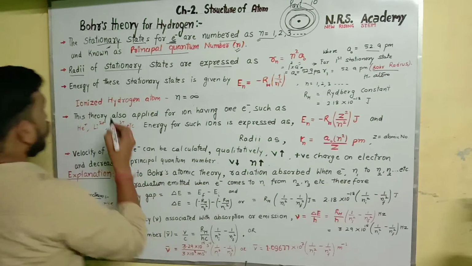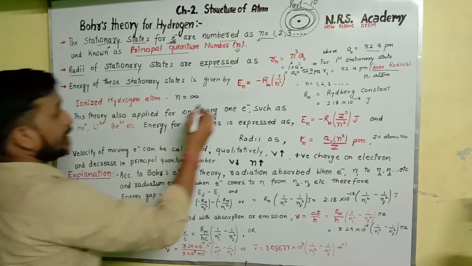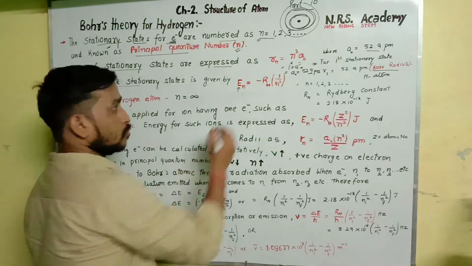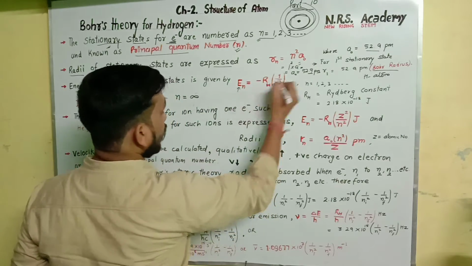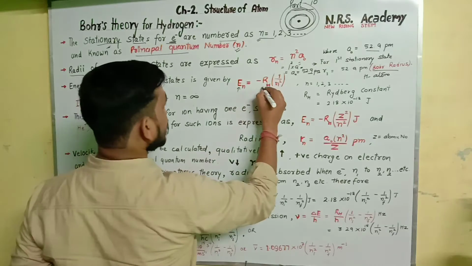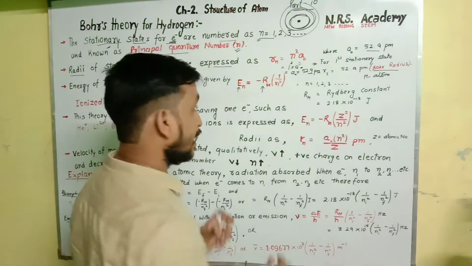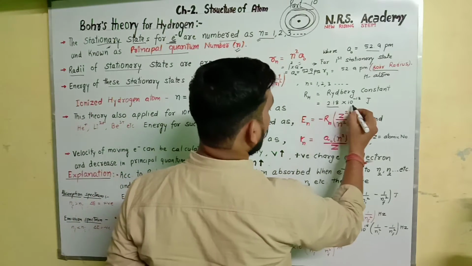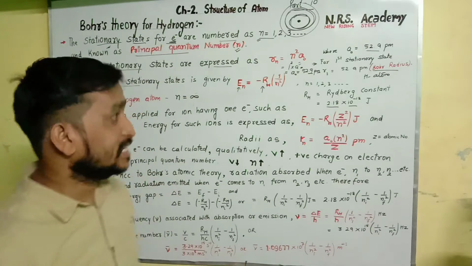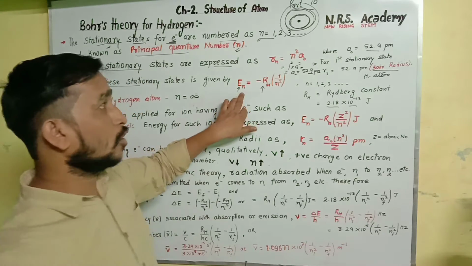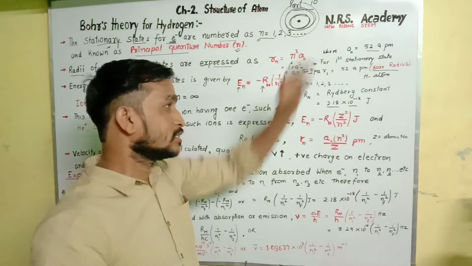Next, the energy of these states is given as En = −RH × 1/n², where RH is known as the Rydberg constant, whose value is 2.18 × 10⁻¹⁸ joule. So this is the energy of a particular stationary state.